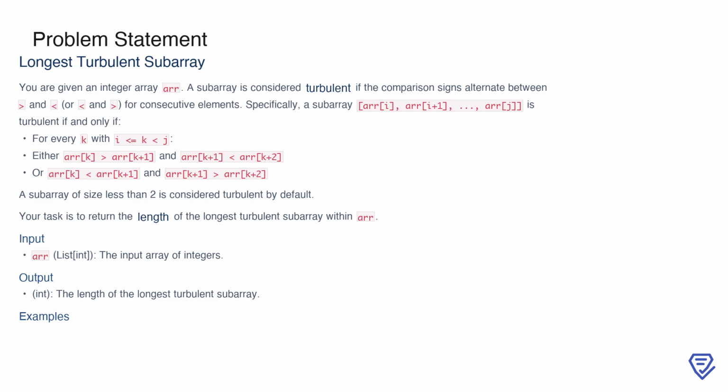and so on. Mathematically, this means that for any subarray i to j to be turbulent, the following condition must hold for every index k with i <= k < j: either ARR[k] > ARR[k+1] and ARR[k+1] < ARR[k+2], or ARR[k] < ARR[k+1] and ARR[k+1] > ARR[k+2]. If the subarray is of size less than 2, it is automatically considered turbulent. The goal is to calculate the length of the longest subarray in ARR that satisfies this turbulent property.